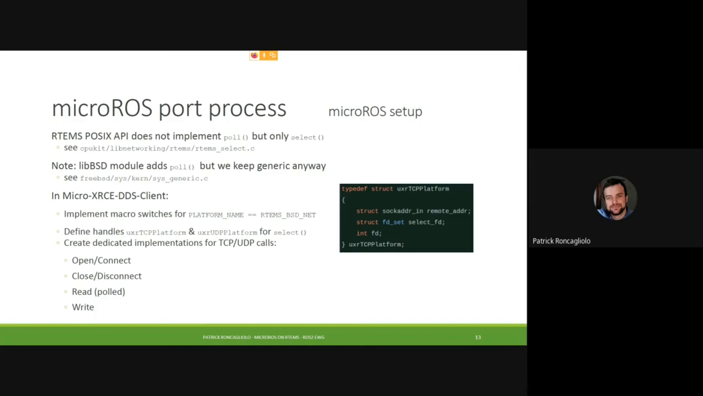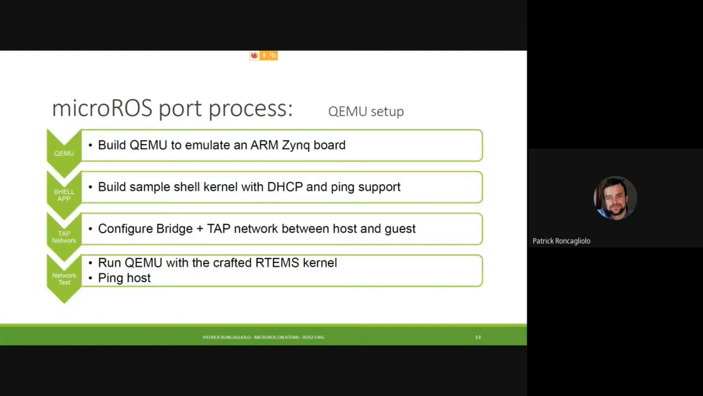So in the DDS client, I needed, of course, to implement the RTEMS switch. And then I defined the new handles for the TCP and the UDP platform with the structures that are used by the select logic. And then it's as simple as defining four functions. So, let's take the TCP: one to open a socket, one to close the socket, one to read in a polled mode, and one to write.